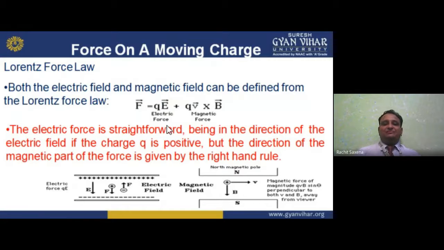Now see here, the force on a moving charge. As I earlier told you, the force on a moving charge is given by the Lorentz force law. Lorentz was the physicist who gave this force law. So both the electric and magnetic field can be defined from the Lorentz force law, my dear student.